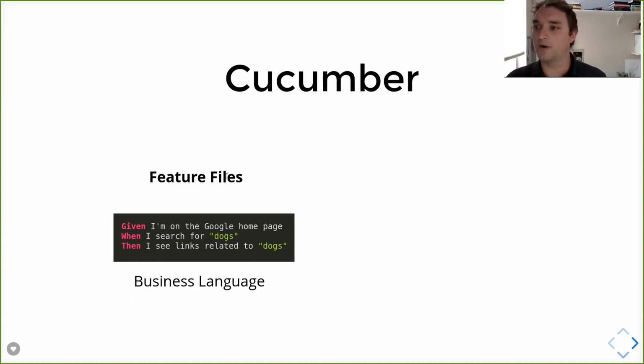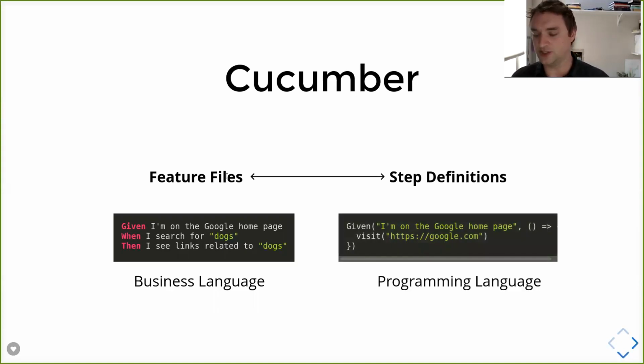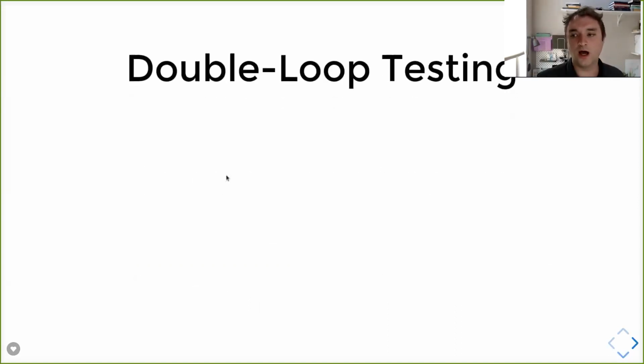But Cucumber links those to these step definitions, which are written in a programming language and have the level of specificity that you would expect with a programming language. So when we talk about living executable documentation, this is kind of what we mean. You write the thing on the left, it's tied to the thing on the right, which confirms the behavior of your software.